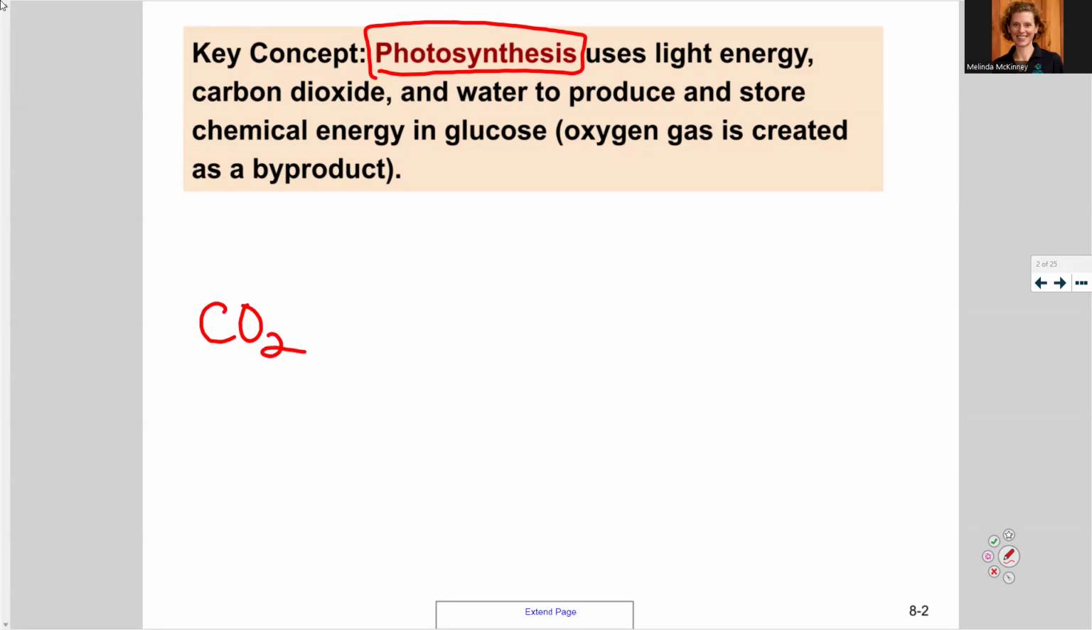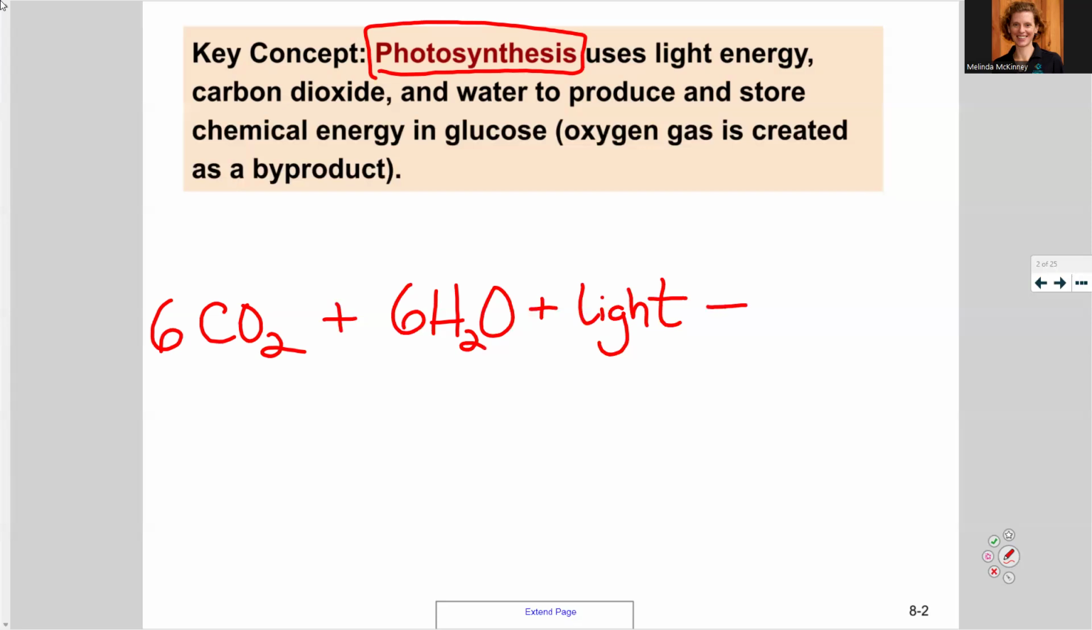So we're starting out with carbon dioxide, 6 molecules of carbon dioxide gas. We're going to combine that with 6 molecules of water, 6H2O, and we're going to use light energy. I guess technically I should probably write it over here. So it's going to be a reactant, but it doesn't have any mass. So it's a little bit different than other equations. Sometimes it's written over the arrow, sometimes it's here.